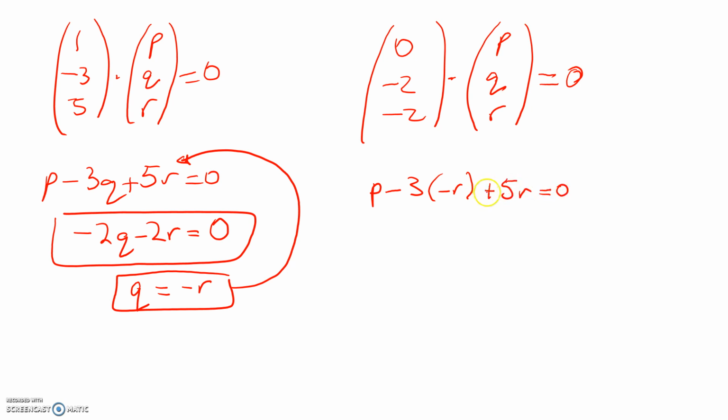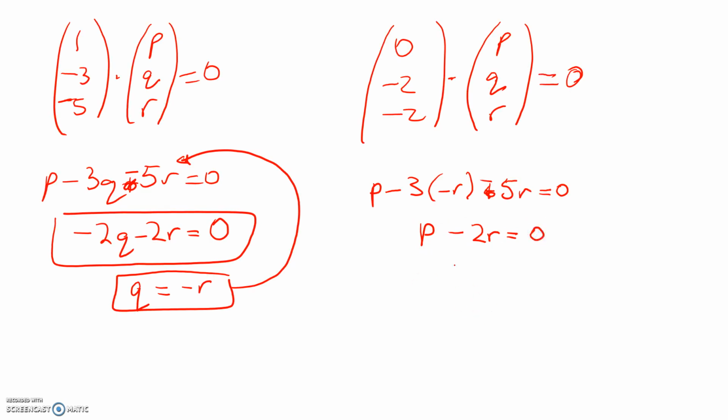So that should not be a plus. That should be a minus because that is a negative sign there. Whoops, there we go. Okay, so that gives me P minus 2R is equal to 0, which tells me that P is equal to 2R. So that means I've got my normal vector. That was pretty easy. So PQR is equal to 2R, Q is equal to negative R. You should be noticing something here, and R is just R, of course.